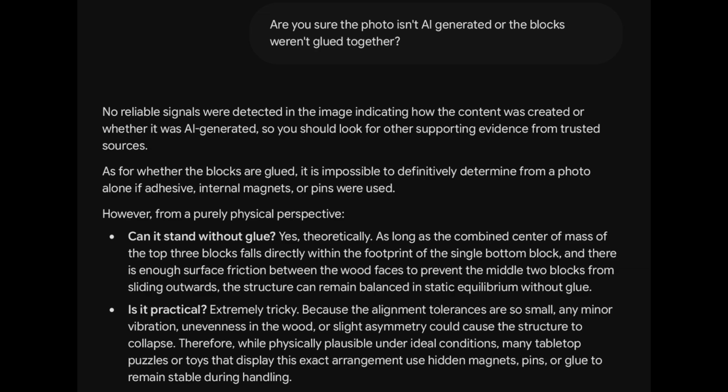AI went on to explain that, well, I don't see any reliable signals that were detected in the image indicating how the content was created or whether it was AI generated. So it accepted the picture as being valid and agreed that that's a physically possible configuration. And then it went on to say, well, is it practical? Well, maybe not. It sounds kind of tricky to get the 2 blocks with the 1 on top. And if you notice, yeah, I had to kind of hold on to those 2 layers at the same time to get them on the bottom block, but it did work.